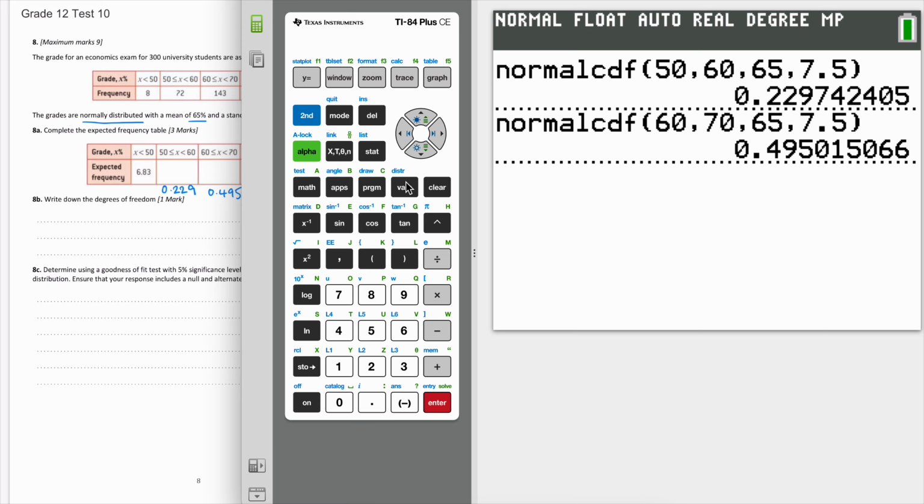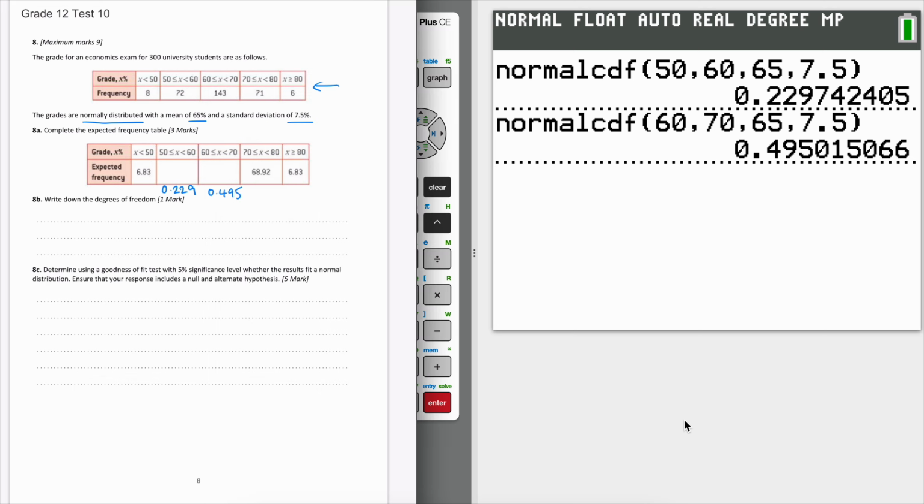Now the reason I've written them under my table rather than on my table is because that's the probability, but we know that we had 300 people, so we need to multiply those numbers by 300, and that's what gives me the expected number of how many students would have achieved each of those grades. So that's the first part. It's the normal CDF and then multiplying the answer by 300.